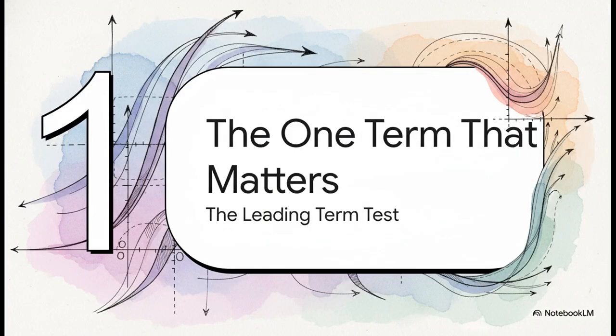Okay, so the official fancy name for this whole idea is the leading term test. And what it does is help us figure out a polynomial's end behavior. That's just a mathy way of asking, where are the arms of the graph pointing? Way off the chart to the far left and the far right.